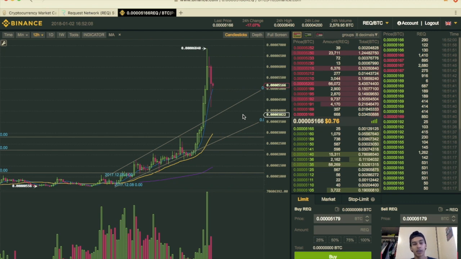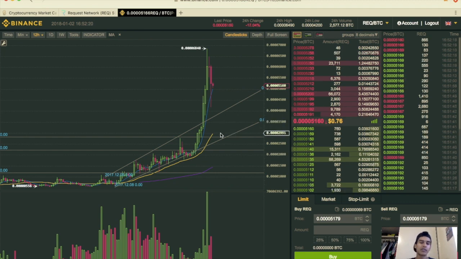Definitely looks like a good buy for me, but I'm waiting for it to reach a better price. Currently, we're sitting at about 76 cents, so maybe around 53 or 50 cents is where I'm looking. And once we do hit that 50 cents, definitely looking to buy there.